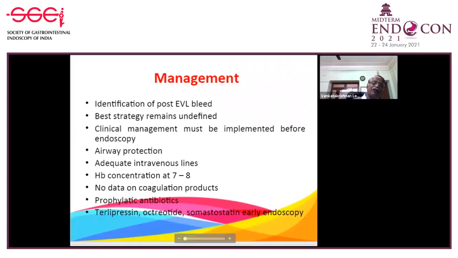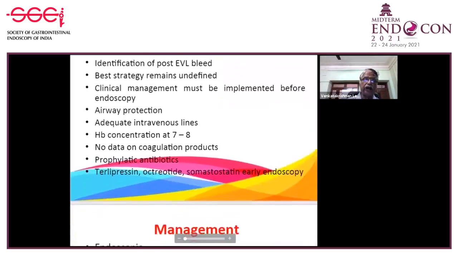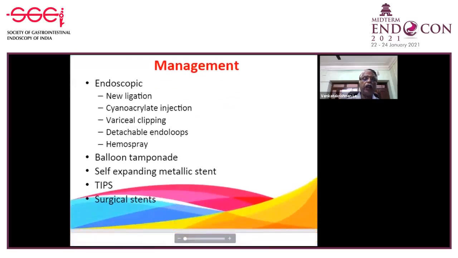And if the patient has come with a post-ulcer bleed, there are indications that terlipressin, octreotide, or somatostatin may be useful. And we need to plan an endoscopy. An early endoscopy within 12 hours has been shown to benefit these patients with higher survival. The management could include endoscopy.